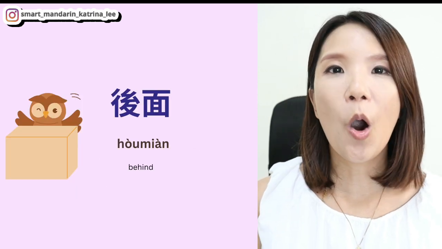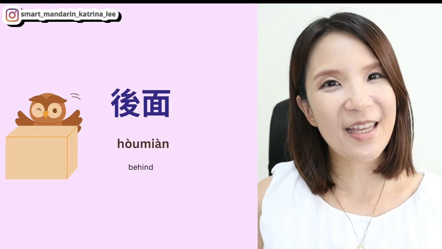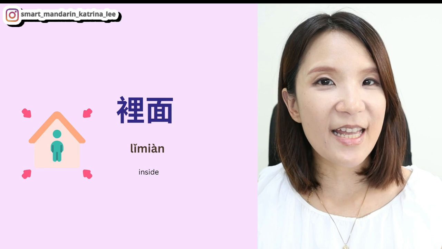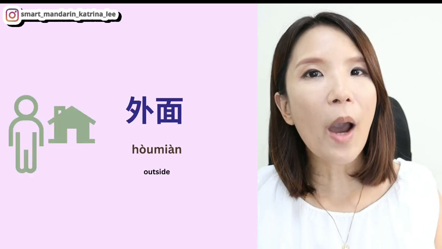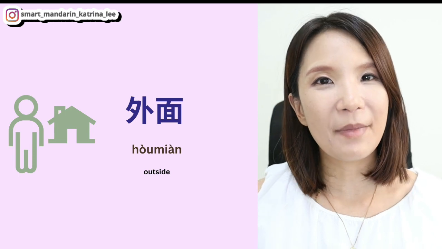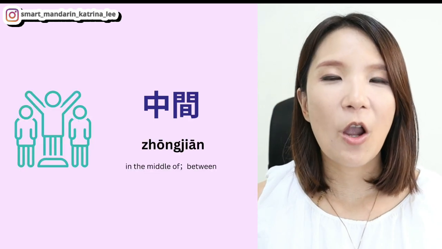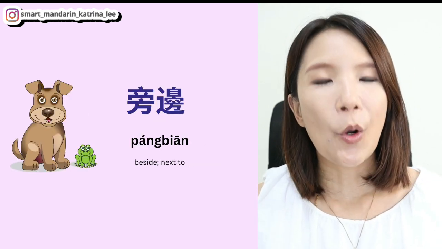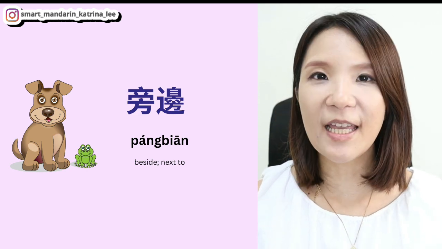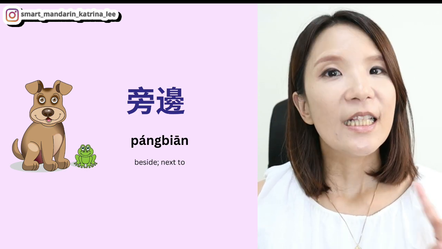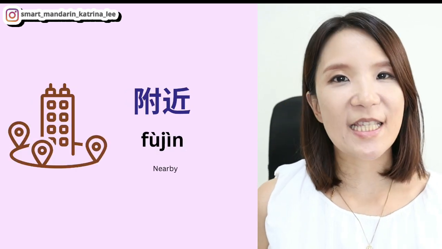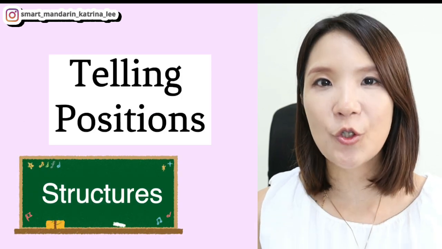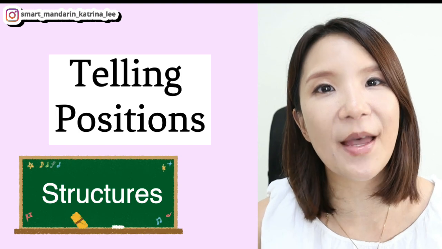Behind, 后面, 后面. Inside, 里面, 里面. Outside, 外面, 外面. In the middle of, 中间, 中间. Next to or beside, 旁边, 旁边. Nearby, 附近, 附近. Great. Now let's learn the essential structures for telling positions in Mandarin Chinese.